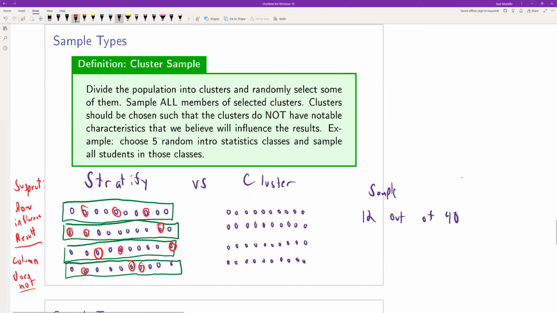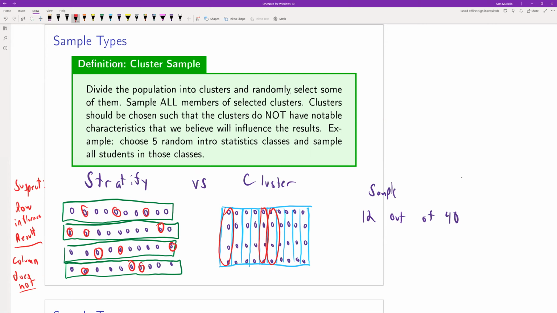With our cluster sample, we're going to instead break up by column. We don't actually think that which column we are in is going to have a significant result. And so we'll break it up by columns. And then we'll choose 3 of these columns, because that will give us 12 total. So let's suppose that we pick this column and this column and this column. In both scenarios, we got 12 individuals.